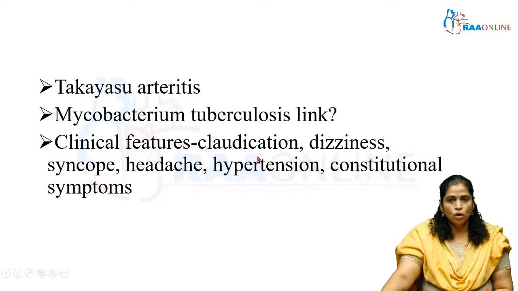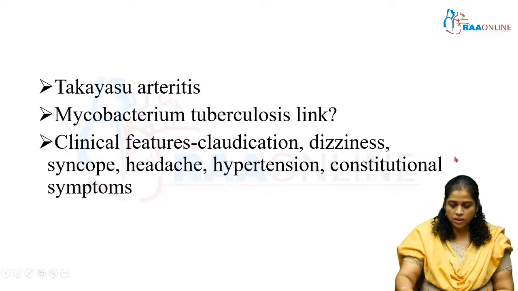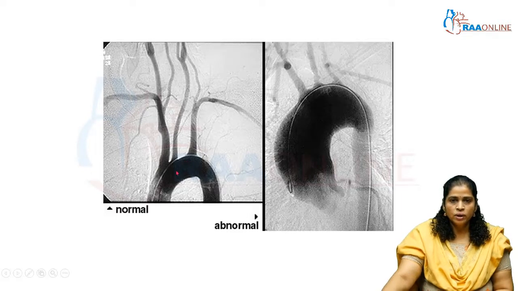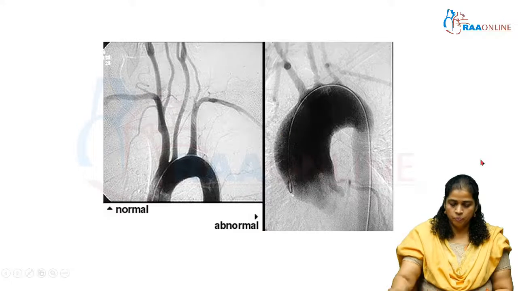So it can lead to claudication of the upper extremities, or it can lead to dizziness, syncope and headache if the vertebral and carotid arteries are involved. If the renal arteries are involved, it can lead to hypertension, and in some patients they can have constitutional symptoms. This is an angiogram showing the normal aorta and the blood vessels from it, and this one shows arteritis. As you can see, it's swollen and aneurysmal.